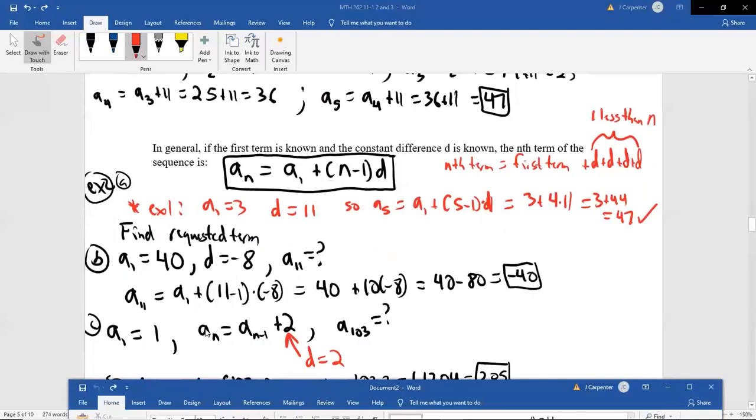And again, if you don't trust me, a sub 2 would be a sub 1 plus 2. So that would be 1 plus 2, which is 3. Then the third term would be 3 plus 2, which is 5. Then it would be 5 plus 2, which is 7. And you would see that you just keep adding 2 to the previous term.